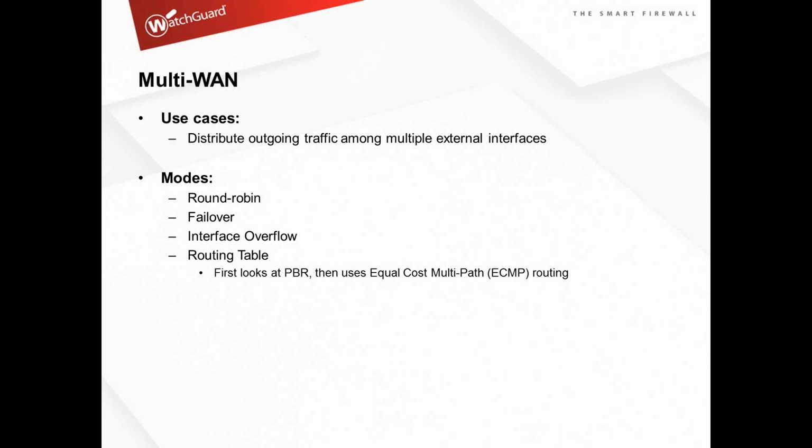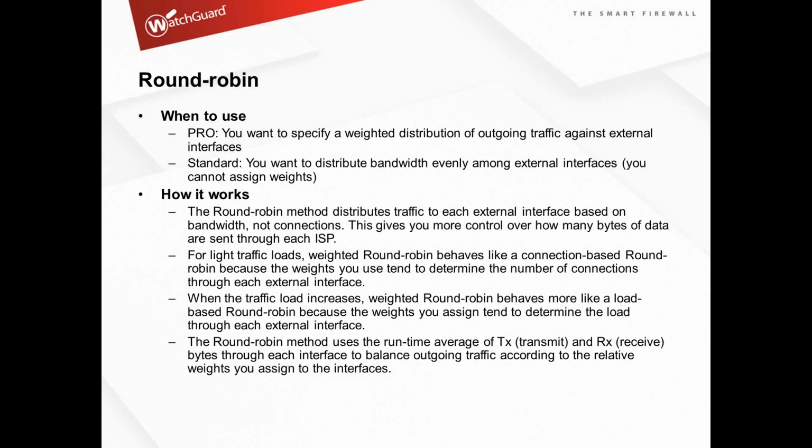With the routing table, we're going to first look at policy-based routing, and then we're going to use equal cost multipath, or ECMP, routing. Now, all of these, let's say you have something configured in interface overflow mode, or maybe even round robin or routing table, we're going to fail back to failover mode in the event that one of those links goes down. And again here, I apologize for all of this text on the slide. I just wanted you to be able to reference it.